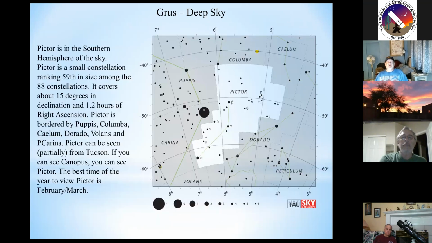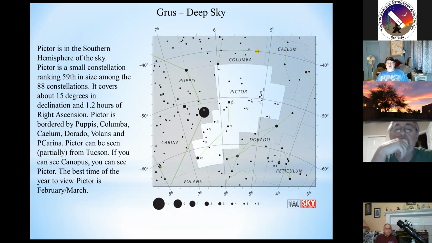Okay, I'll move on to Pictor now. So Pictor is another constellation in the southern sky. It's actually very small. It ranks 59 out of the 88 constellations. It covers maybe 15 degrees in declination and probably only 1.2 to 1.5 hours in right ascension, depending on how you measure it.